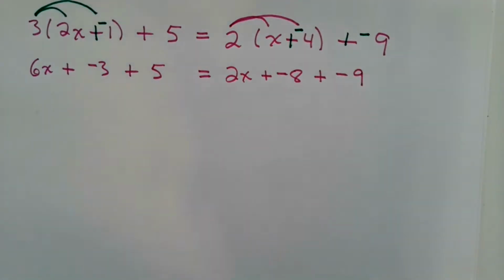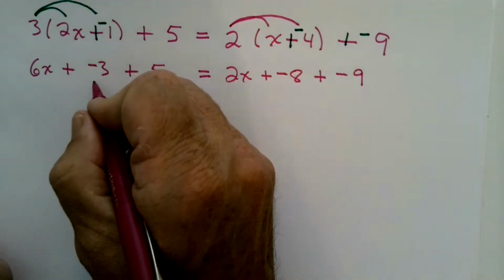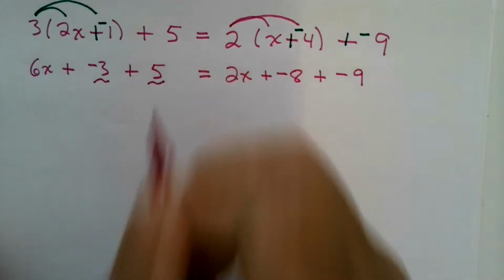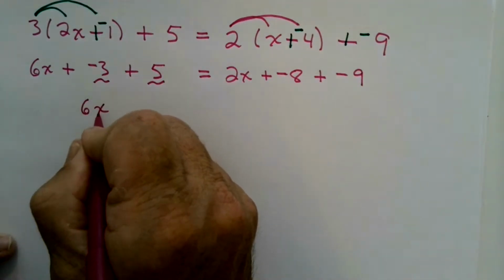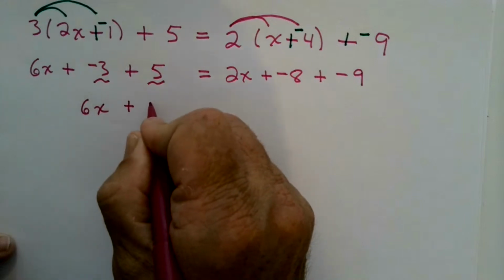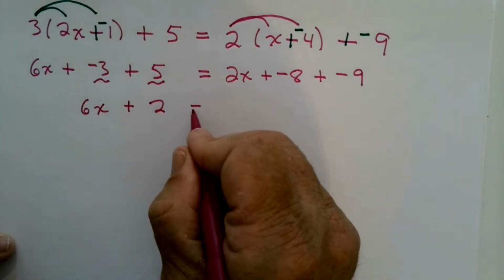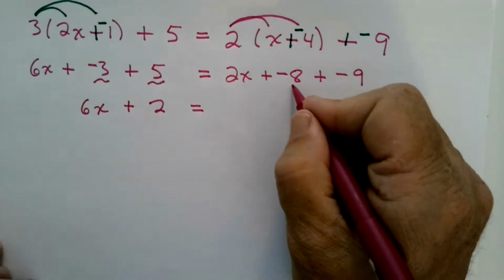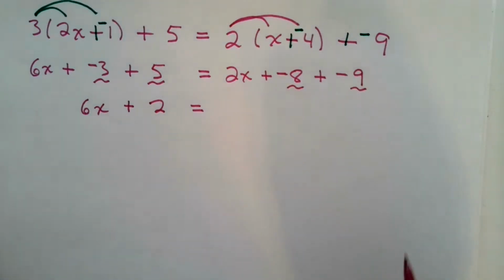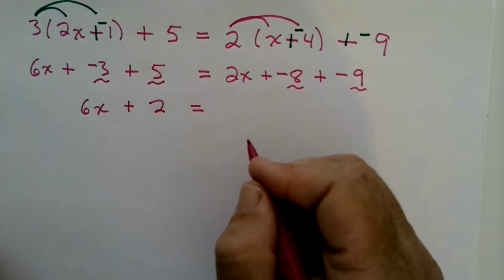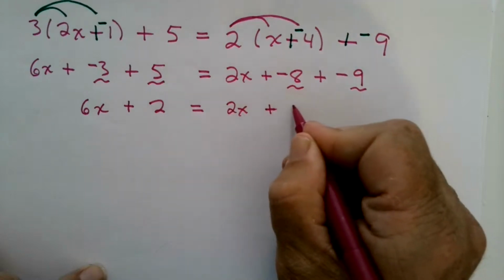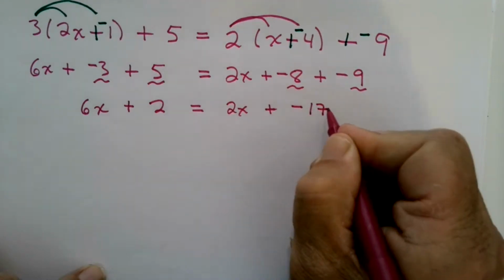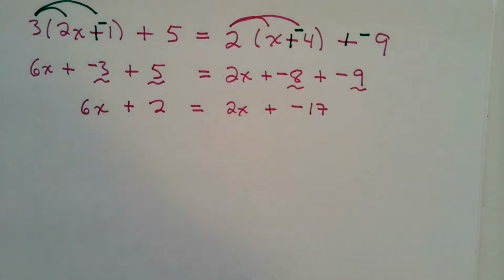Now again, we have the left side and the right side. Let's simplify each side. On the left side, we have negative 3 plus 5. That's going to leave me 2. So I have 6x plus 2. Excuse me, on the left side, of course. On the right side, I have negative 8 here, I have negative 9 there, which is negative 17. That gives me 2x plus negative 17. So I've completely simplified the left side. I've completely simplified the right side.